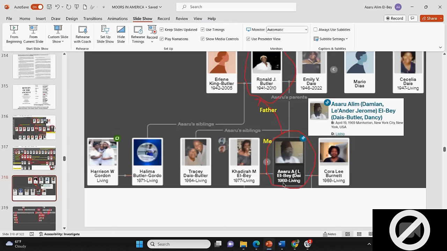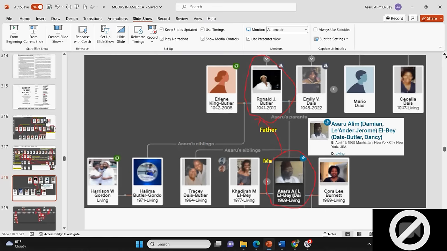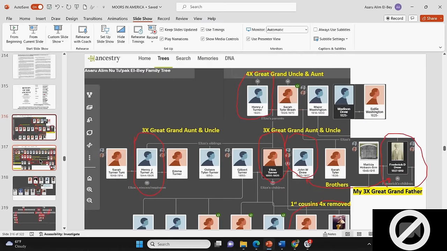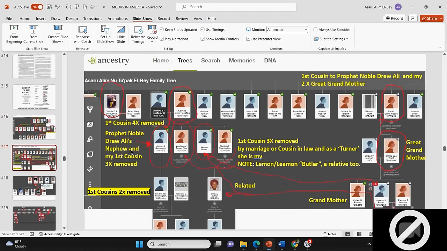And here's a better picture. Ronald J. Butler, my father, this is me. Now, something remarkable is that Noble Drew Ali is my first cousin four times removed. The Empress, as you've seen, is my first cousin by marriage. Three times removed.